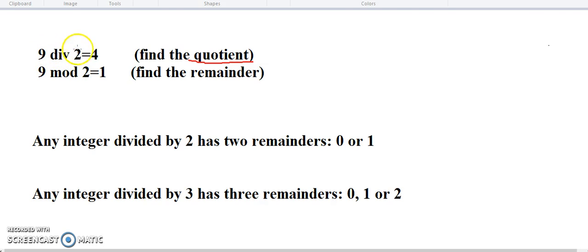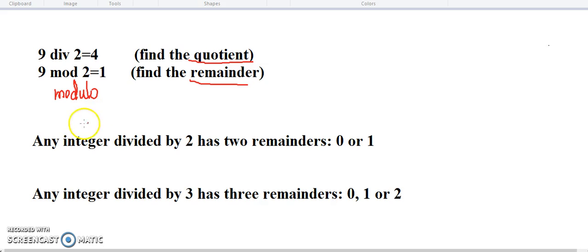because 2 goes into 9 at most 4 times. It also has a remainder 1, but we will use it as an answer for 9 modular 2. So MOD represents modular, which is a function looking for the remainder.